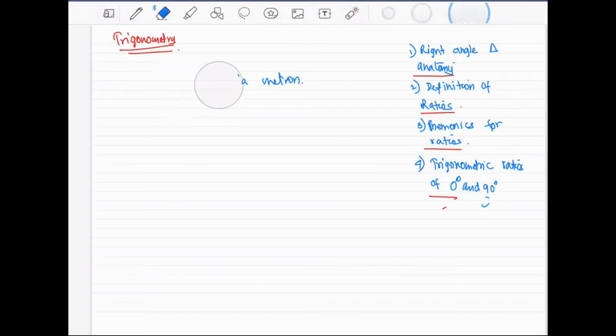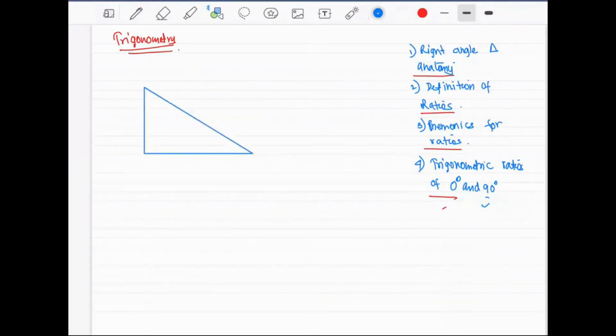So if I take a right angle triangle, you know what a right angle triangle is, right? A triangle in which one of the angles is how much? 90 degree. So I have got a right angle triangle here. This is the 90 degree, so we will call this the right angle. Okay, let's mark it properly. All right. Let's name the vertices, the points. This is A, this is B, this is C.